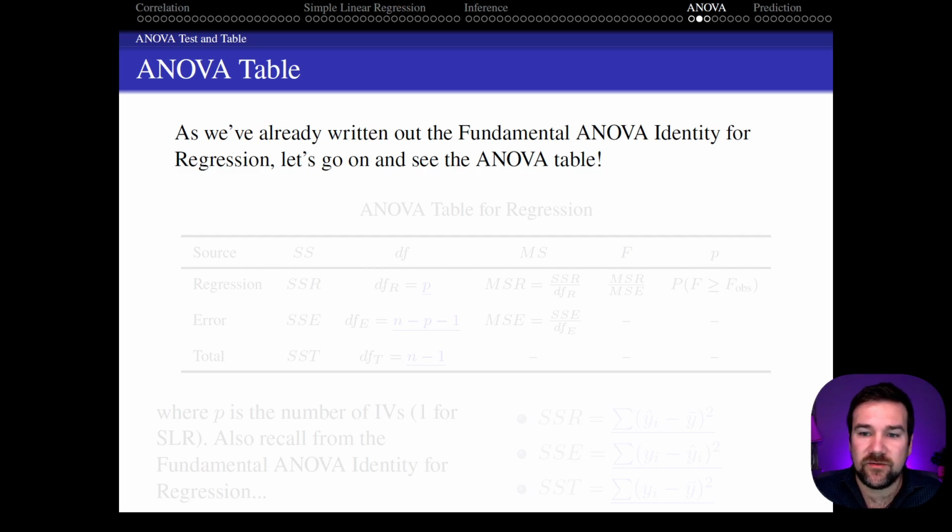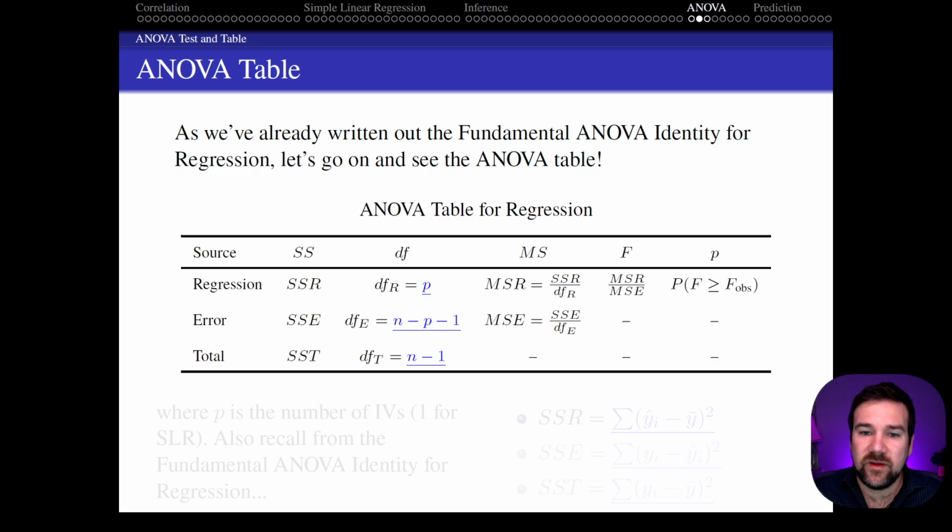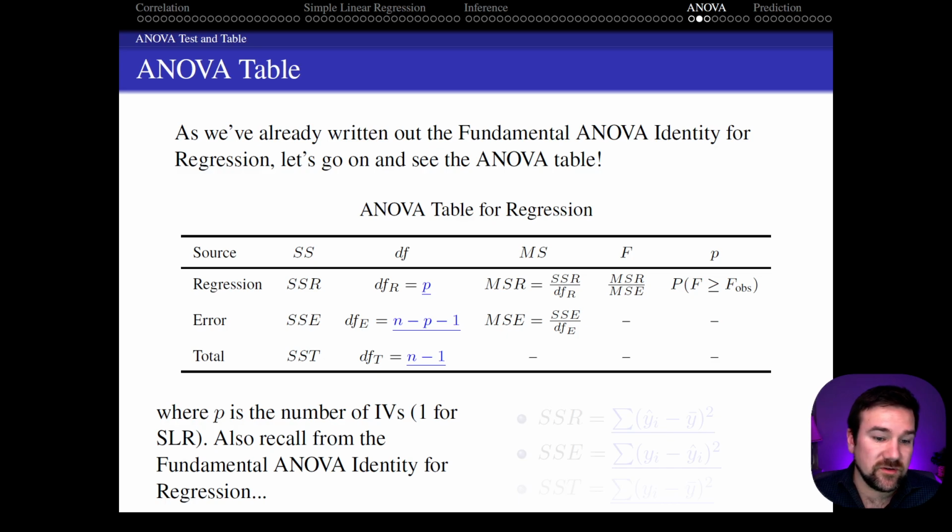So again, we already have the fundamental ANOVA identity. We can jump straight to the ANOVA table. We already talked about in the fundamental ANOVA identity what the sum of squares regression, error, and total are. All we need is the degrees of freedom. The degrees of freedom for regression is p, the number of independent variables. The degrees of freedom for the error is n minus p minus 1. We've actually already covered that in a previous lecture video. And the degrees of freedom total is n minus 1.